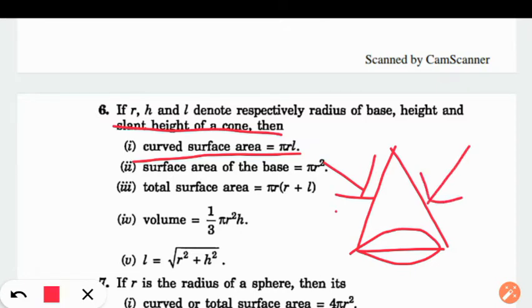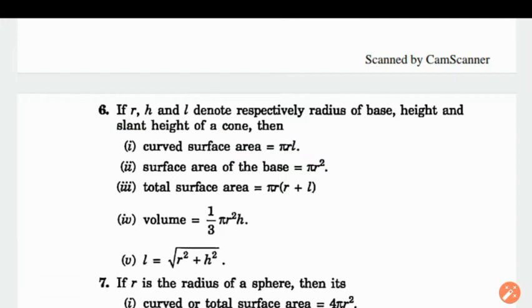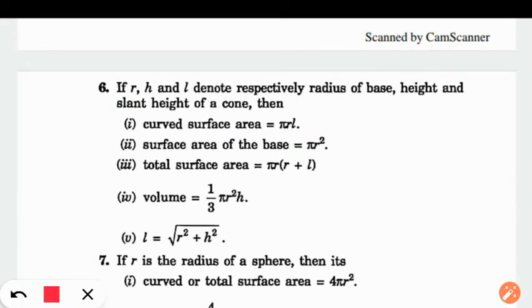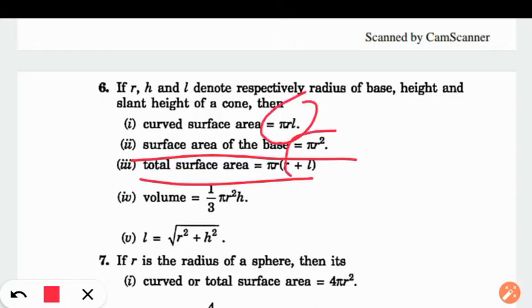So the formula to find curved surface is pi RL, where L is the slant height, that means this one. This is slant height. Okay, pi RL is the formula to find curved surface area. So what is the formula to find area of the base? Pi r square, because it is a circle. Total surface area, this plus this. By taking pi r common, we will get this.